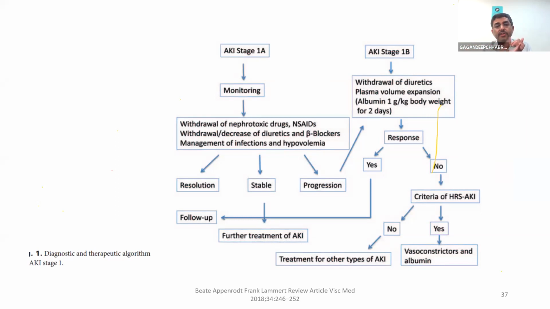In 1A, we require monitoring, we require withdrawal of the nephrotoxic drugs, we require withdrawal of the factors which precipitated the AKI. So what is important is the clinical history. That's why a clinical history and a good urine examination is very, very important for a clinical assessment of renal dysfunction in patients with liver disease. So if you know the factor which has precipitated the AKI and you withdraw that factor, then probably the AKI gets resolved. So there's a resolution, there's a stability, and there's a progression. If there's a progression, then you look for hepatorenal component of involvement. But if there's a resolution, then we don't need to look for HRS component involvement. Then we can differentiate between the various types of renal dysfunction in patients of liver disease.